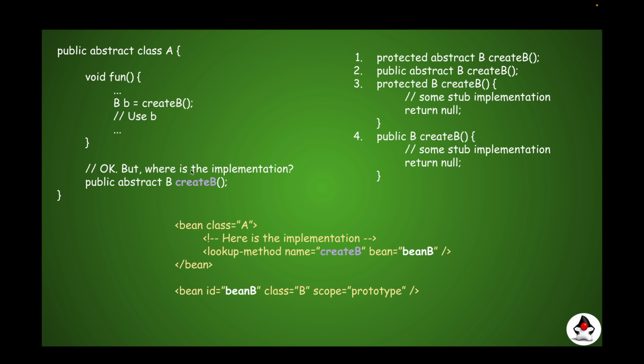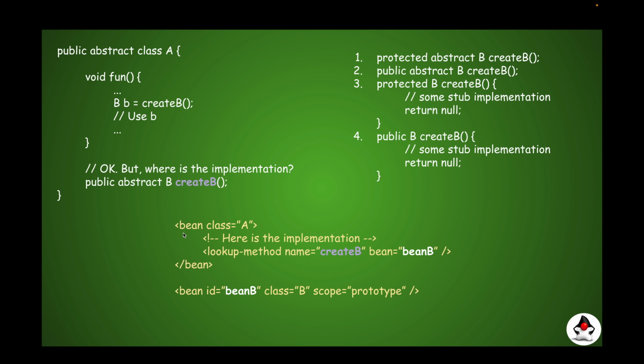Now we marked the createB method as an abstract method. Since there is an abstract method in this class, the class also needs to be abstract. Now you might think, okay, we have marked createB as abstract, but where is the implementation? As I already mentioned, at runtime the container will create a subclass of class A, but we need to tell it how it should implement the createB method.